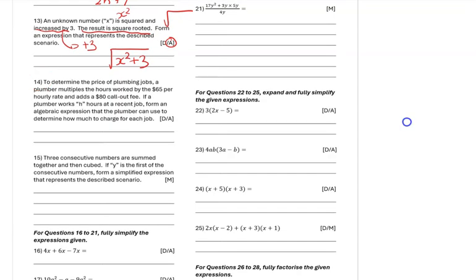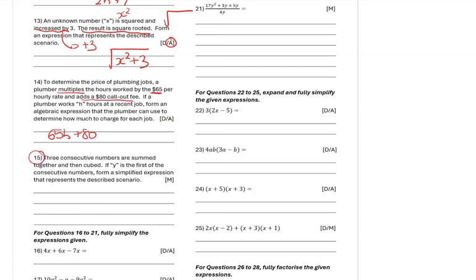So moving down to question number 14 and then 15 after that. Determine the price of plumbing jobs. The plumber multiplies the hours worked, so we've seen the word multiplies there, by $65 per hour and adds on a call-out fee. If the plumber works 8 hours from a recent job, form an expression. So we're going to go 65 times h, that's the hourly component of the work, and the $80 call-out fee is just plus 80. So if you were able to get that, you got an achieved mark.